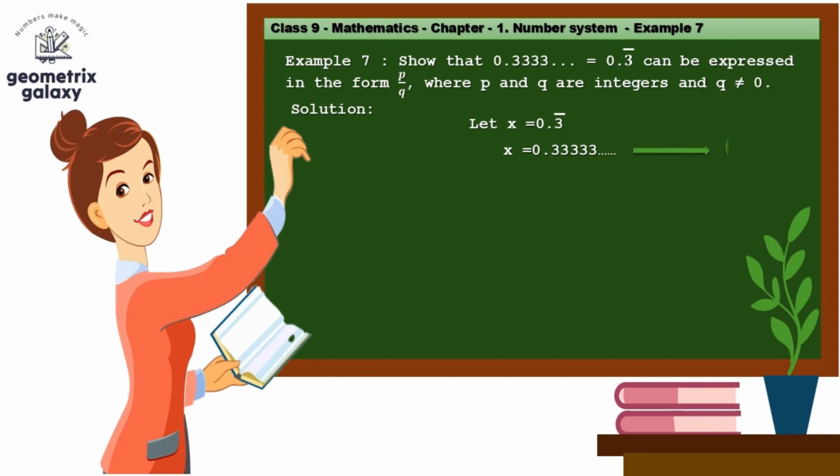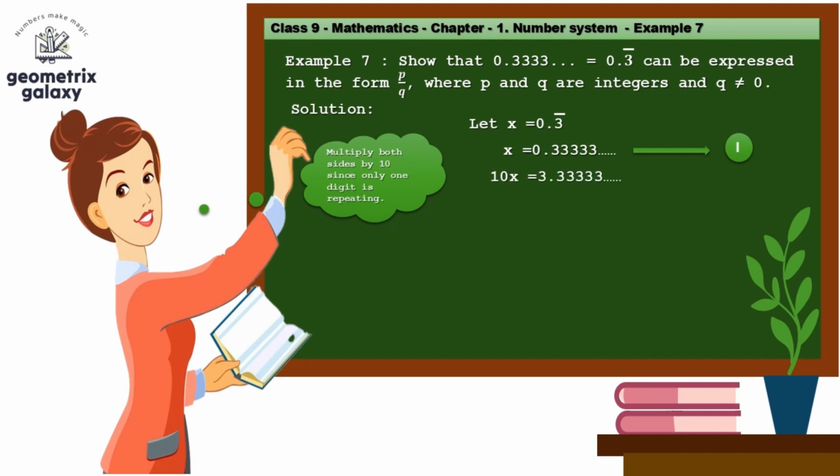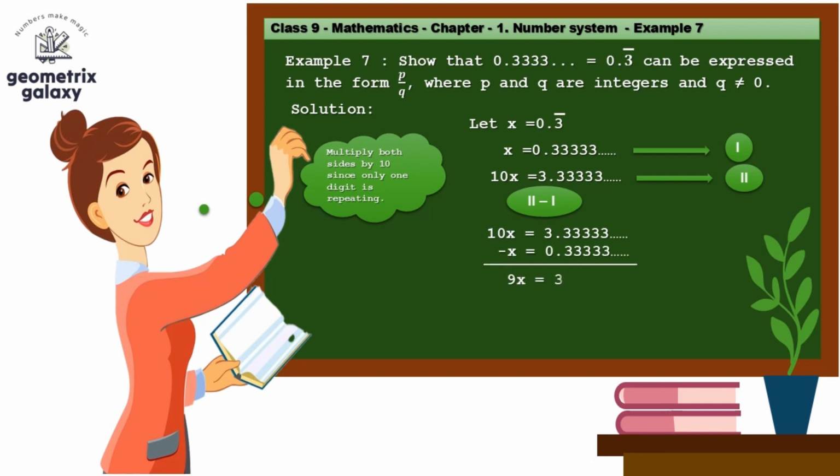Now we have to multiply equation 1 by 10 on both sides. So we will get 10x is equal to 3.333 etc., and this is equation 2. Now we have to subtract equation 1 from 2. So we will get 9x is equal to 3. The decimal part is the same, so it will become 0. Only the whole number 3 will be your answer for 9x. So x is equal to 3 by 9. If you simplify this, you will get x is equal to 1 by 3.